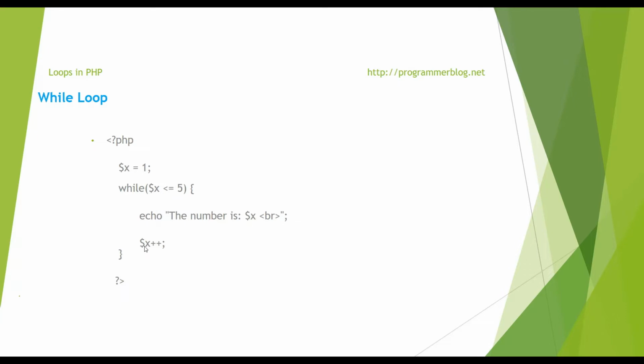As you remember, in the previous slide we discussed that a loop should have an initialization, a condition, and an increment counter. Over here, we are incrementing $x by 1. This loop will keep running until the value of $x becomes greater than 5.